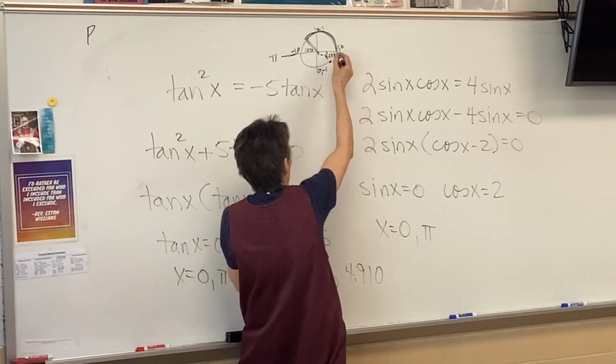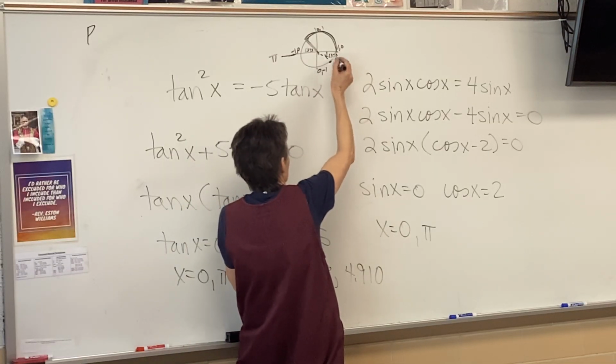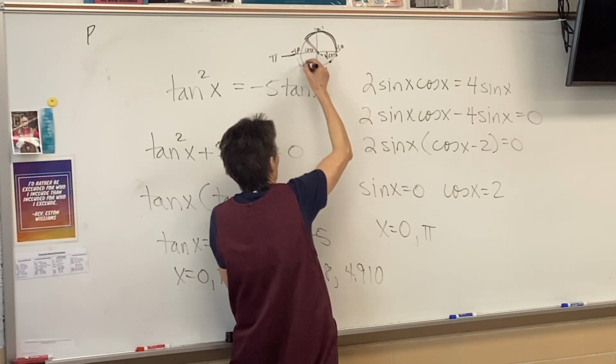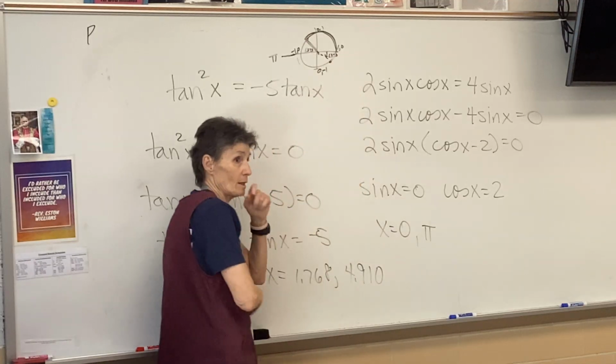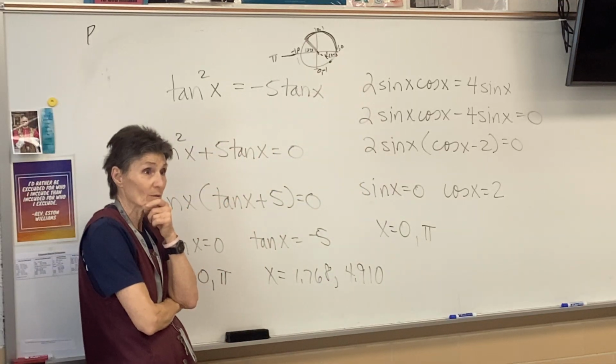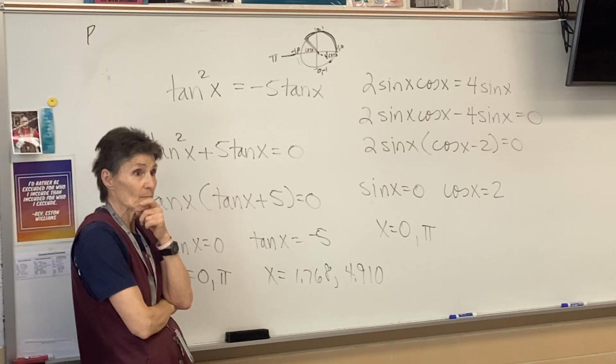And then this one is also 1.373. I went all the way around, so that one I could do 2 pi minus 1.373. Okay.